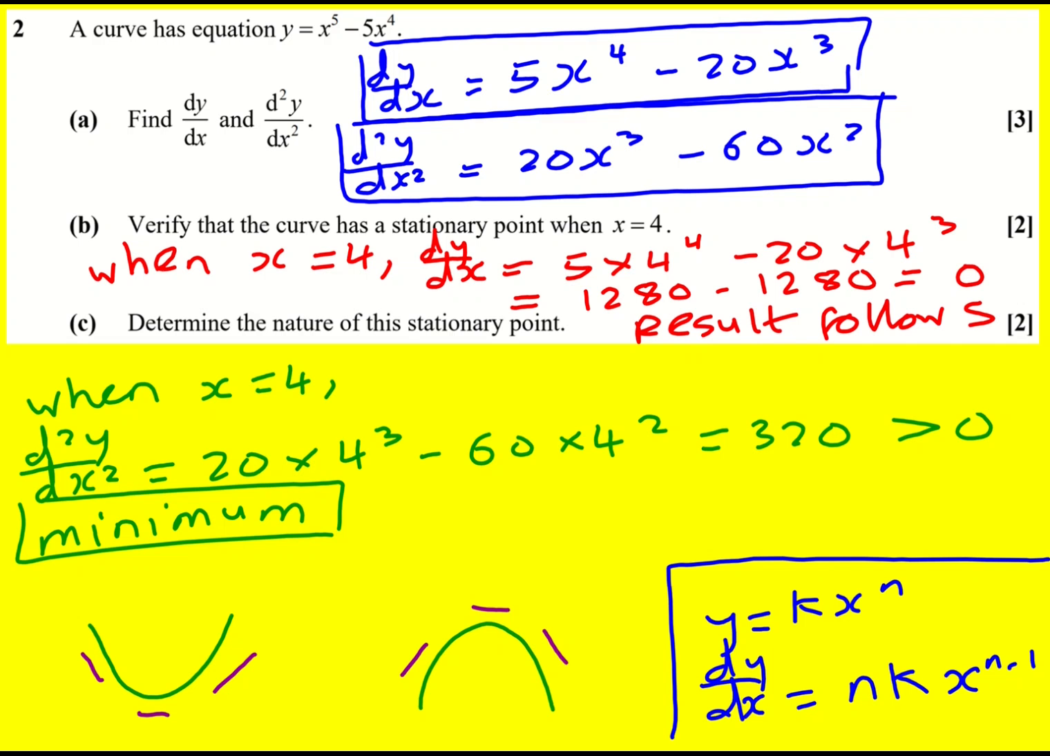And if it's 0, then the method fails and we have to look either side. So don't forget that, because it's not often used, but sometimes it comes in. So you would look at the gradient just either side of the turning point.